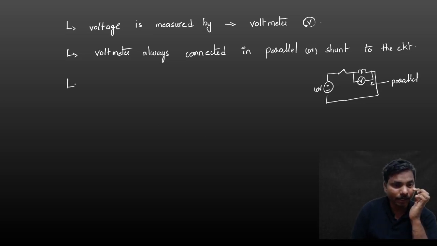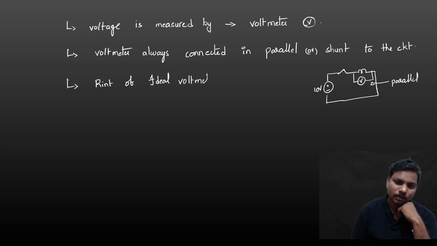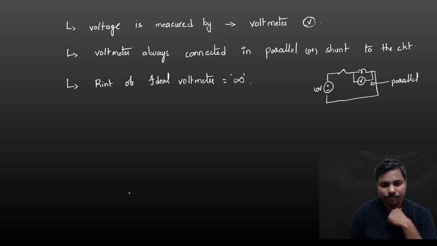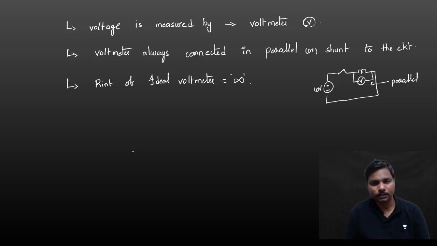And ideal ammeter has zero internal resistance. Here, internal resistance of ideal voltmeter, all these points are important, guys, is infinity, very high resistance. Okay, ideal case infinity. Note down these points, infinity.